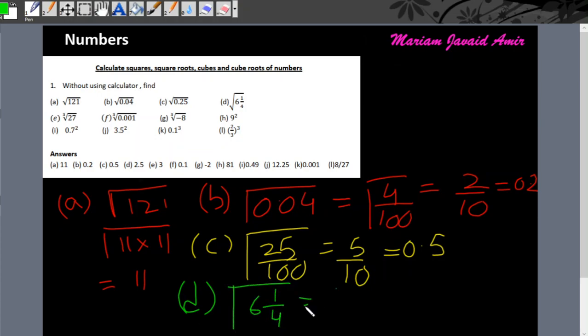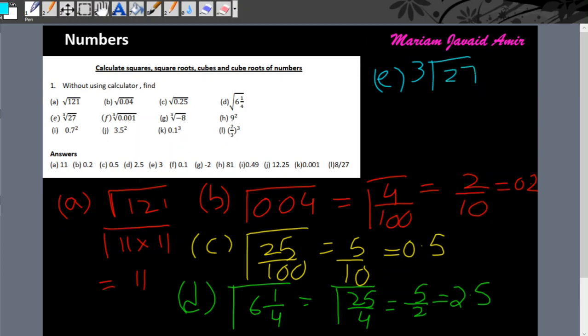So let's change this into a mixed number, an improper fraction. 6 times 4 is 24, 24 plus 1 is 25, 25 over 4. Under root of these numbers are 5 over 2, which gives us 2.5 as a decimal value, or 2 and a half as a mixed fraction. Okay, part E, which is cube root of 27. So you need to show the examiner that you know 27 is 3 times 3 times 3, which gives 3 as the final answer. Okay, next is part F.